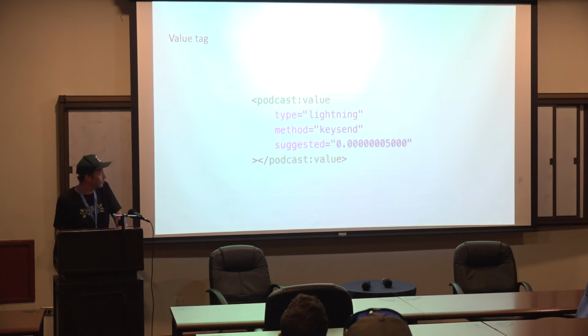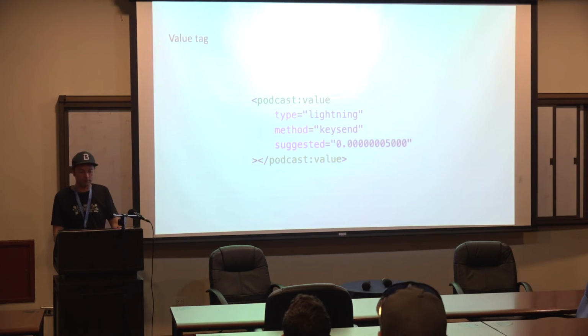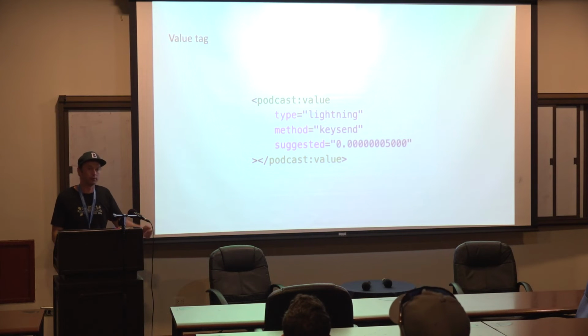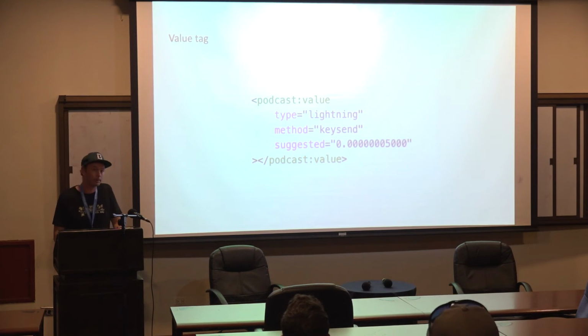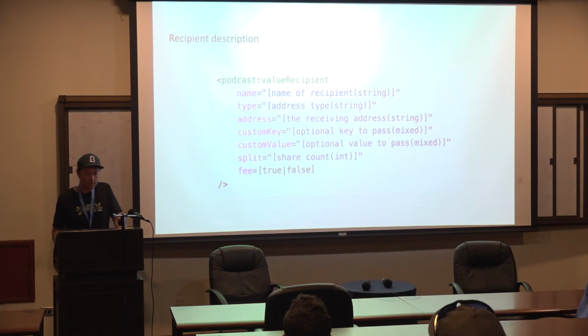This is how it looks. So it's quite simple to implement. A simple podcast value tag. It mainly builds on the keysend functionality, which can be extended in the future, I guess. The default method right now is keysend. The podcaster can say, this is a suggested amount that I would like to receive, but as I said, it's completely up to the listener. And then there's the value recipient.